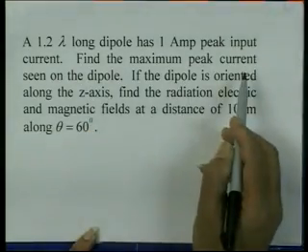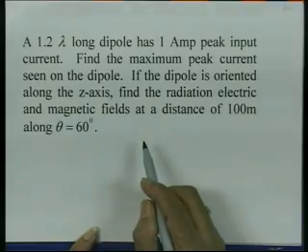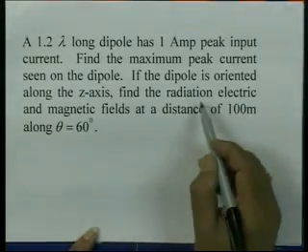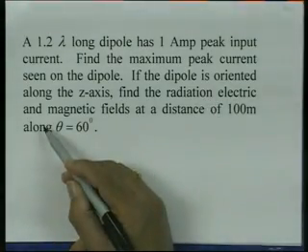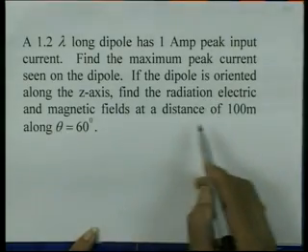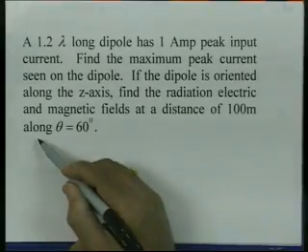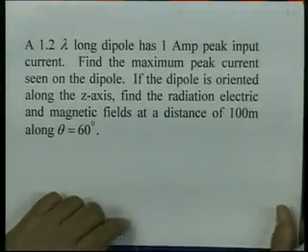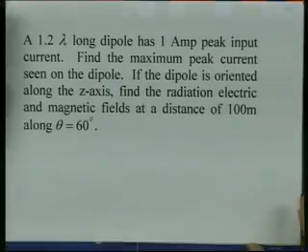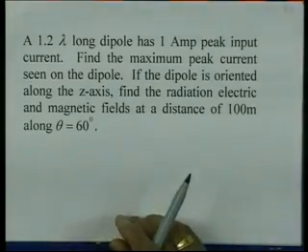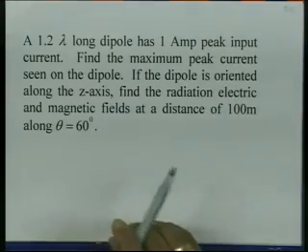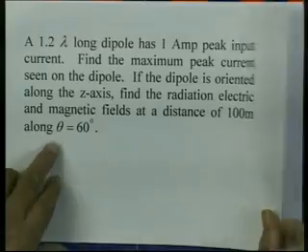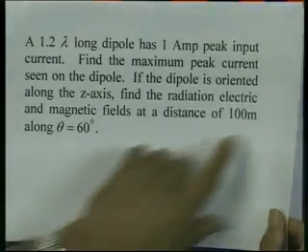Find the maximum peak current seen on the dipole. If the dipole is oriented along the z axis, find the radiation electric field and the magnetic field at a distance of 100 meters along theta equal to 60 degrees. First of all we have to get the expression for the field for this dipole, which has a length of 1.2 lambda, and then, substituting the parameters, we can calculate the field at an angle theta equal to 60 degrees at a distance of 100 meters.